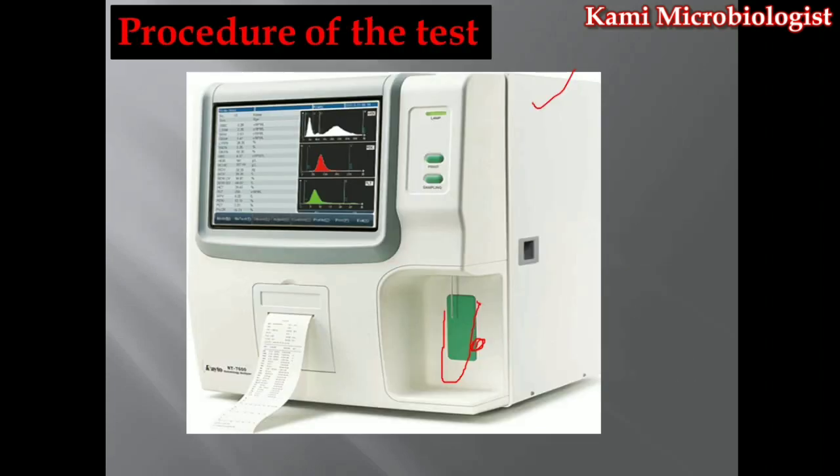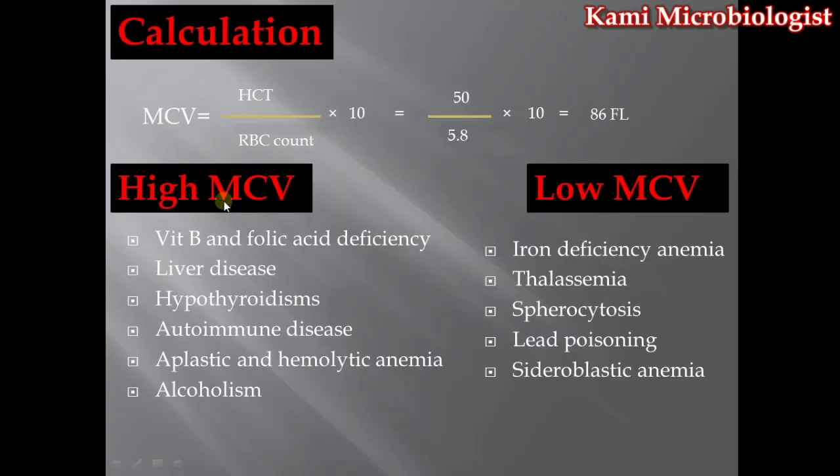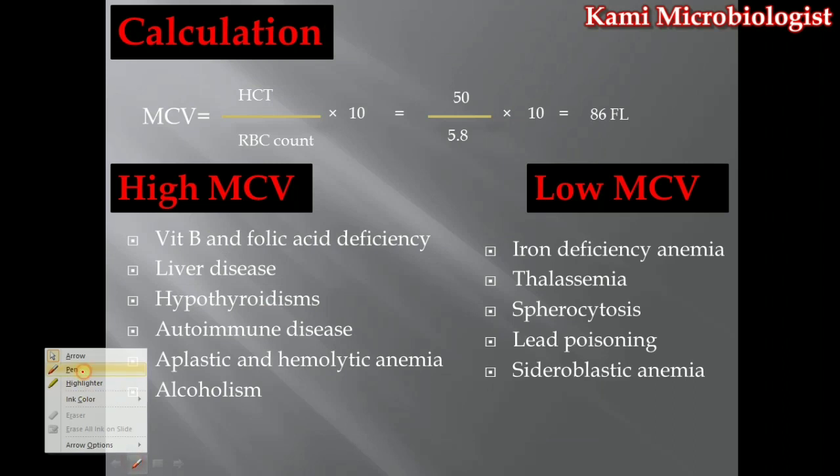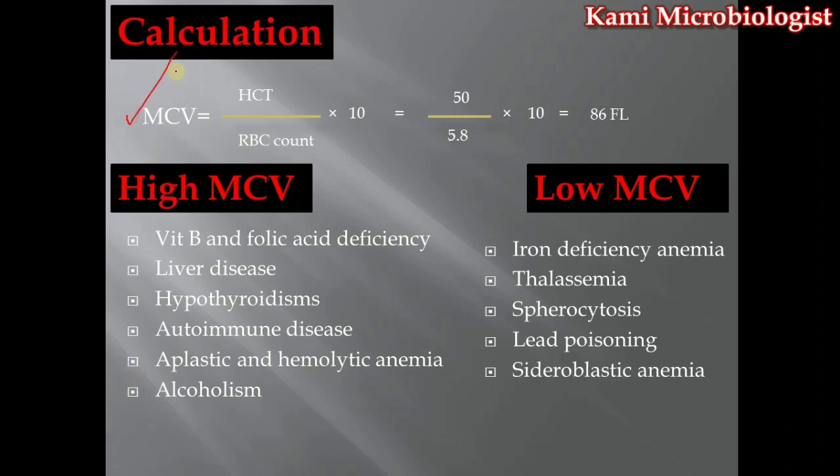So let's suppose we do not have this machine, or we cannot afford it, then how do we find it out? We can find it manually by using a formula, as you can see. Using the MCV formula, MCV is equal to HCT divided by RBC count, multiplied by 10. This is the formula through which we can find out the MCV.